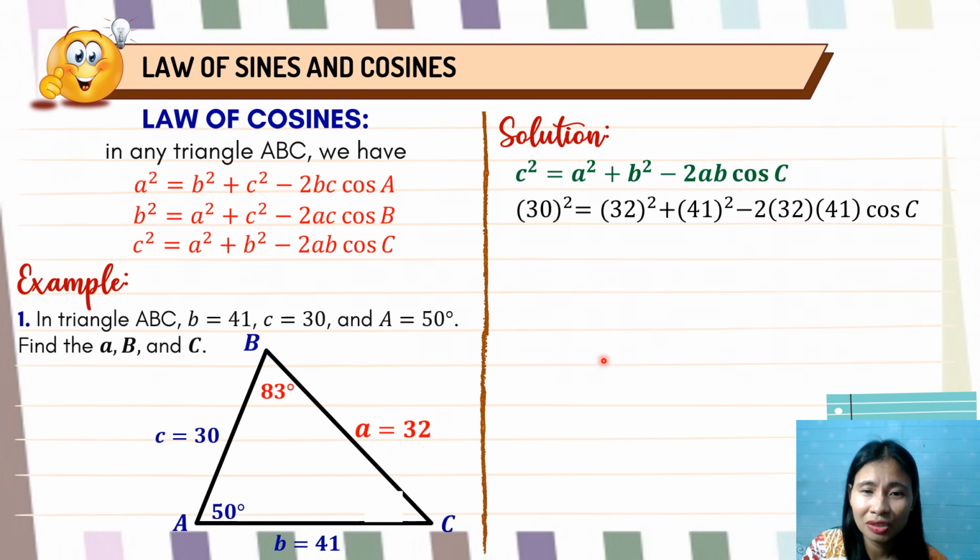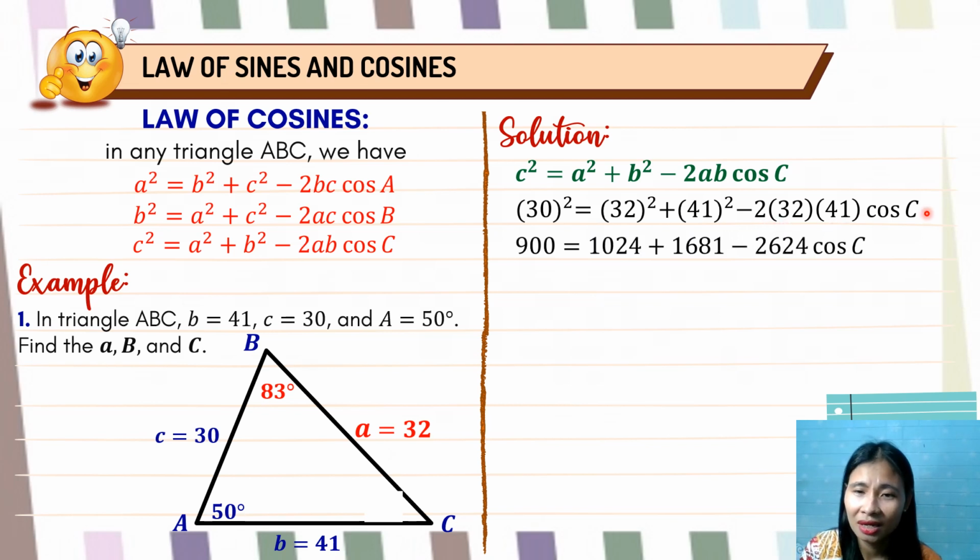So, substituting the values, c is 30, a is 32, b is 41. Expanding it further, 30 squared is 900, 32 squared is 1024, 41 squared is 1681, 2 times 32 times 41 is 2624 cosine C. Again, I think you don't have to worry about bigger numbers, I know you are allowed to use a calculator in this case.